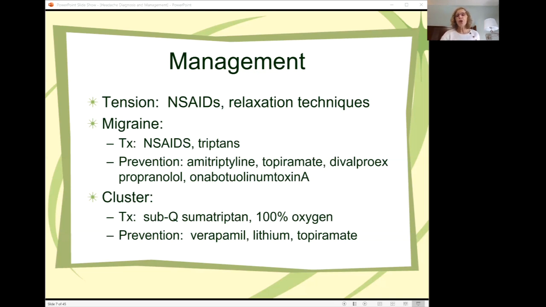In about 2/3 of patients with cluster headaches, inhalation of 100% oxygen aborts the headache completely after 15 to 20 minutes. And this treatment is nice because there are no side effects, and the treatment can be repeated quite often. Preventative medications are maybe necessary also for cluster headaches. Verapamil, lithium, and topiramate are the most effective at preventing cluster headaches.